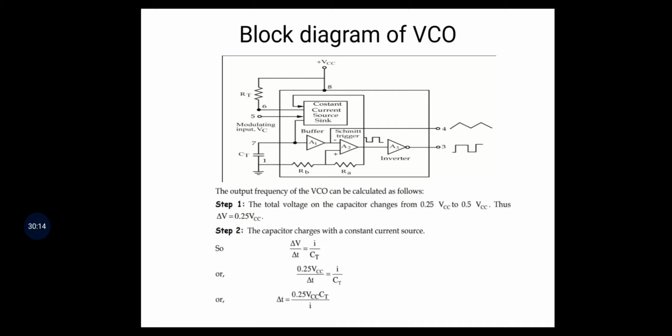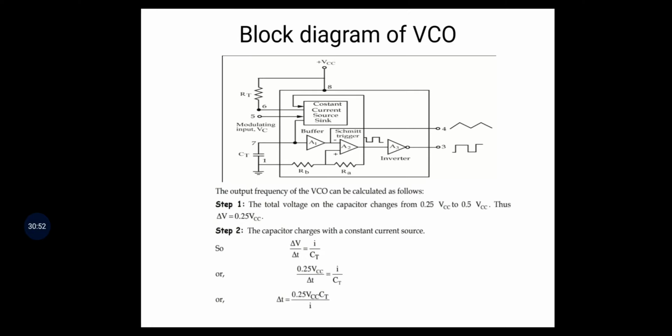The total voltage on the capacitor changes from 0.25 VCC to 0.5 VCC. So what is the change in voltage? Delta V is equal to 0.5 VCC minus 0.25 VCC, so delta V is equal to 0.25 VCC.